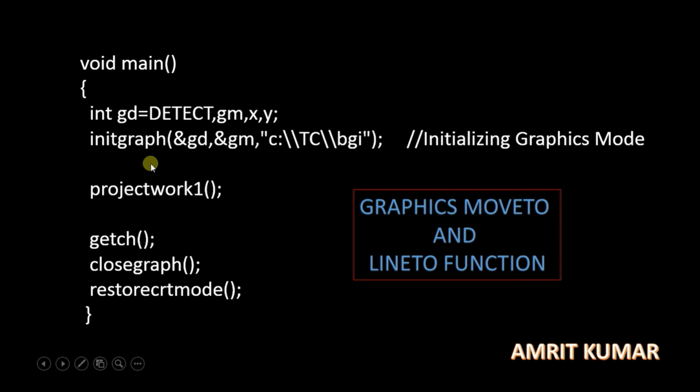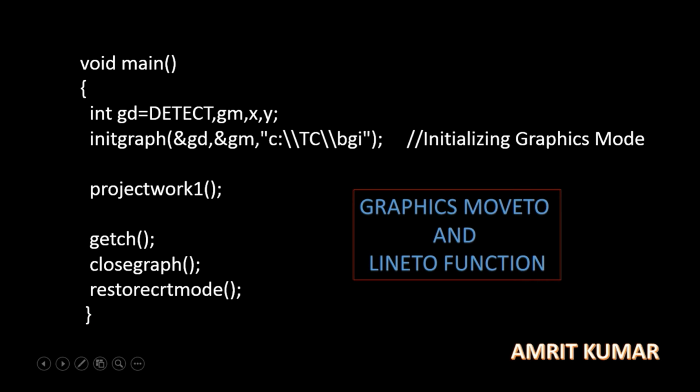So after the initialization, this function is going to execute, and after that the getch function is going to execute. It means whenever the user presses any key on the keyboard, it is going to execute the getch function. After the getch function executes, it will close the graph with the help of the closegraph function. After the closing of the graph, all the execution has been made, then we will restore CRT mode. Finally, the main function terminates.